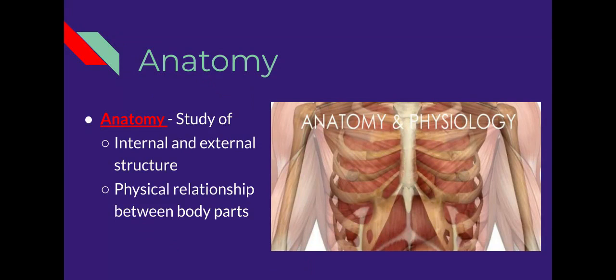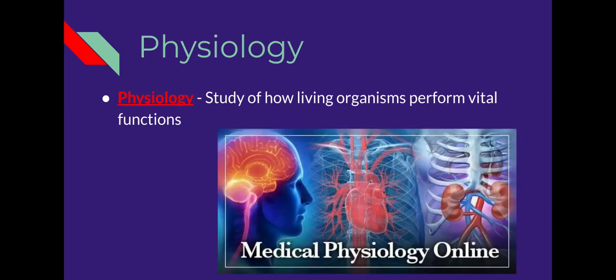So let's start off with what anatomy is. Anatomy is the study of internal and external structure and the physical relationship between body parts. Anatomy itself is only going to look at the actual physical structure of organs. Now, physiology is a counterpart to that, and that's why our class is usually called anatomy and physiology, because we look at both structure and function.